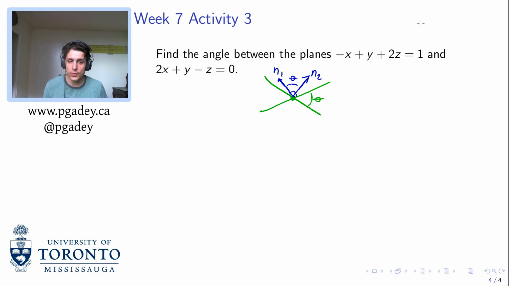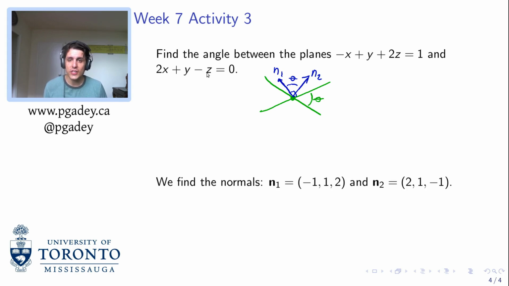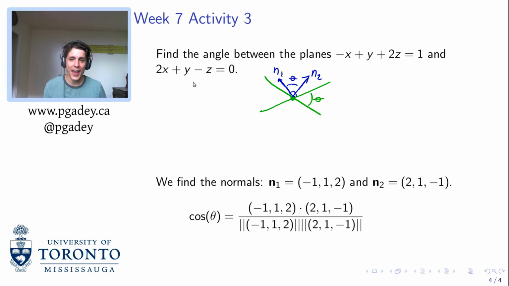Okay, we find the normals. We read off from our first plane -1, 1, 2. And from our second plane 2, 1, -1. Okay, once we have these normals in hand, we can then calculate cos of theta using the angle formula. Right? Substitute in the vectors, winds up being -1/2. And what does that tell us about theta? I'll leave that up to you.